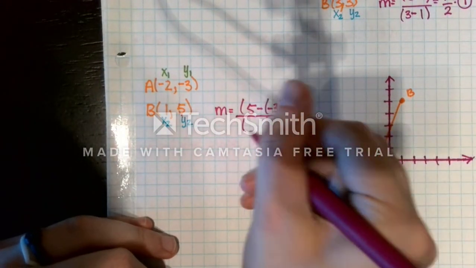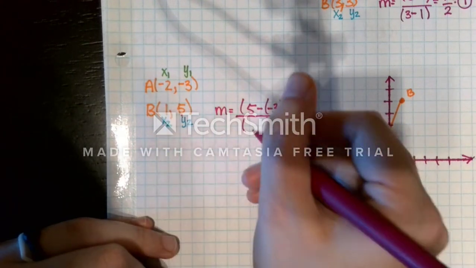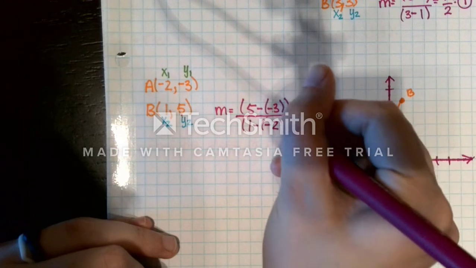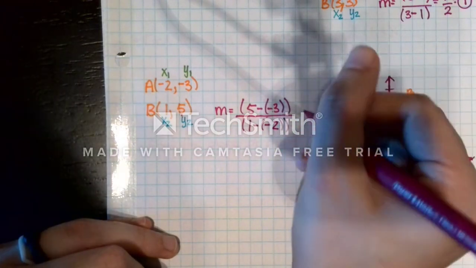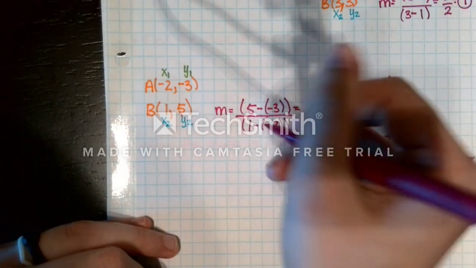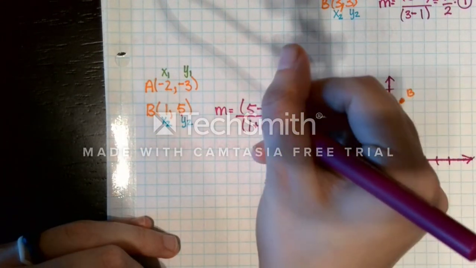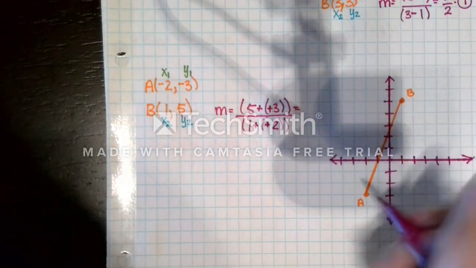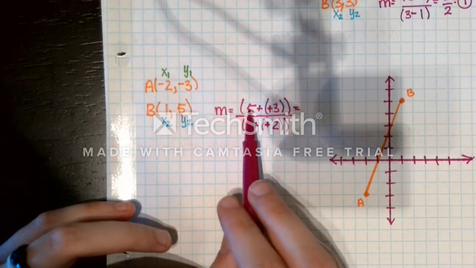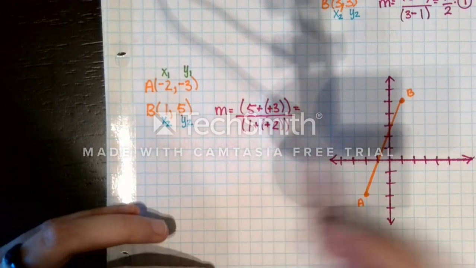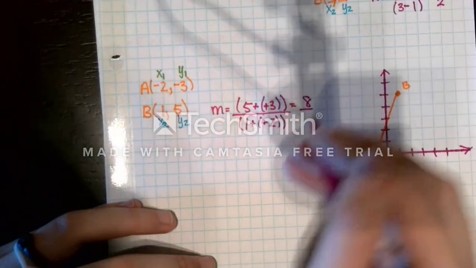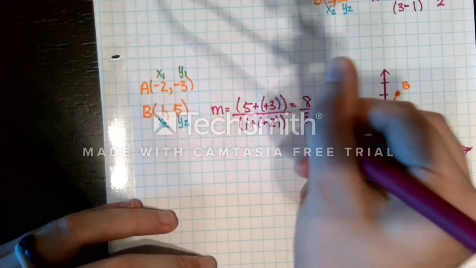For your next part, we have our x2 minus our x1. Now the trick here is that whenever you're subtracting a negative, they each turn positive. So instead of subtracting a negative, you will be adding a positive to each x2 and y2 value. So 5 plus 3 is 8, and 1 plus 2 is 3.